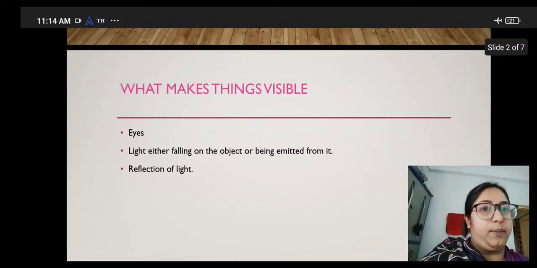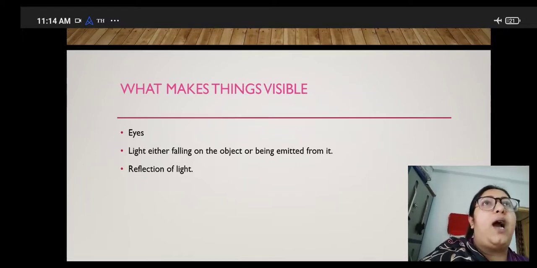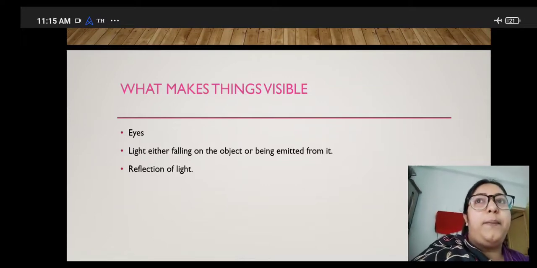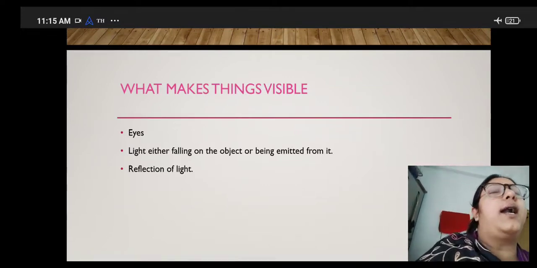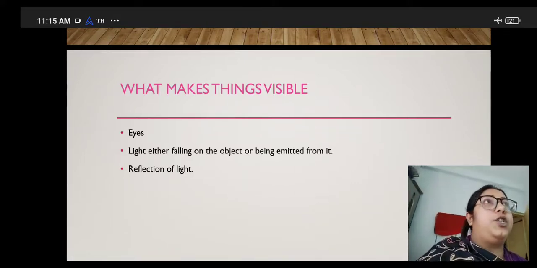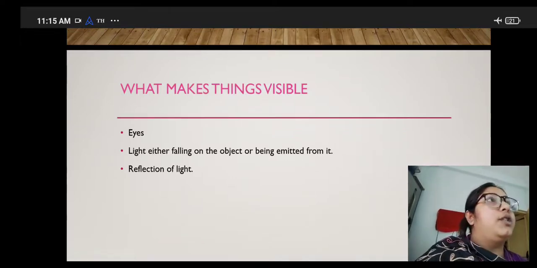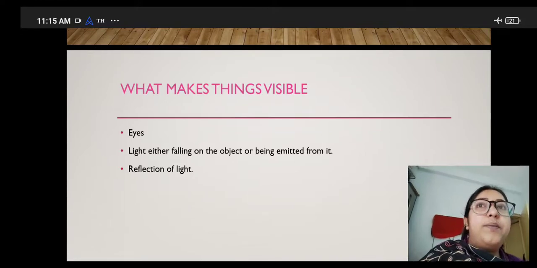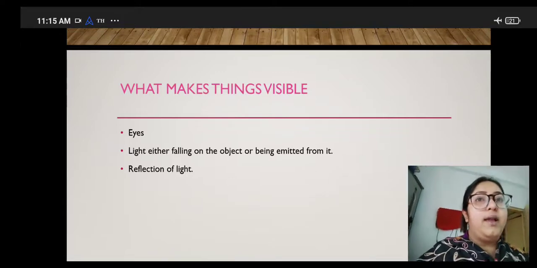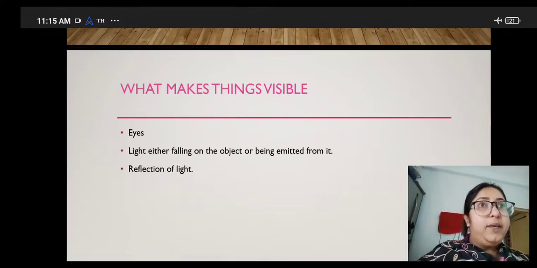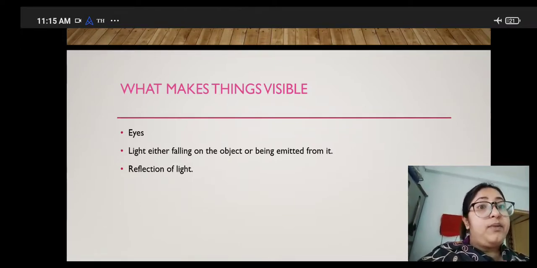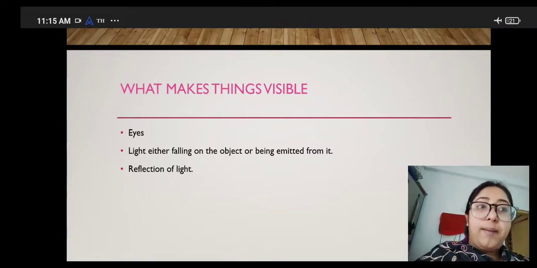What makes things visible? We must wonder how we can see things. You must think that we see things with our eyes, but if we close our eyes, we cannot see a thing. Or if we switch the lights off in our room at night, can we see any object in the room? No, we cannot see. That means though our eyes are open, we cannot see a single thing. So not only our eyes are responsible for viewing, but another phenomenon also comes into play.